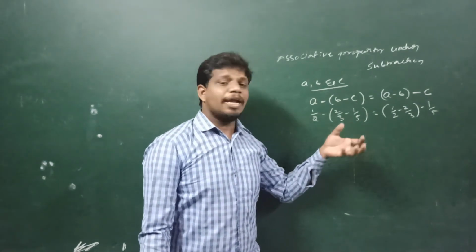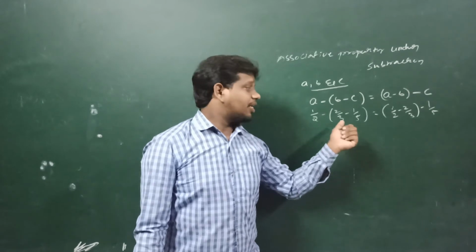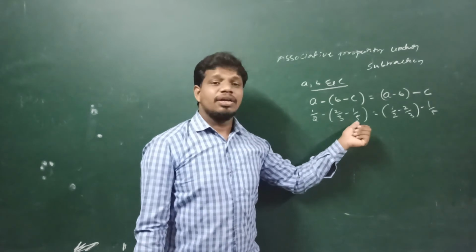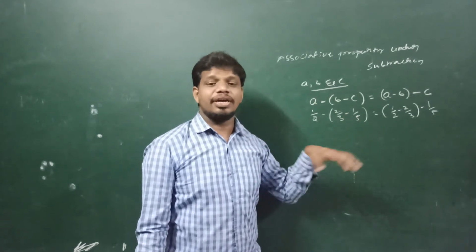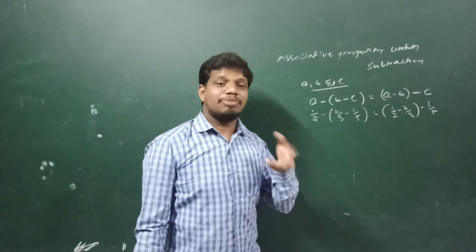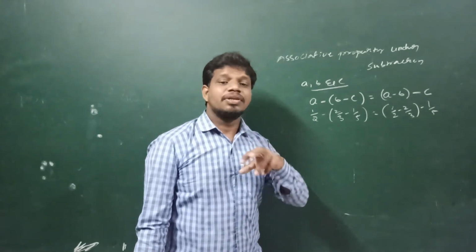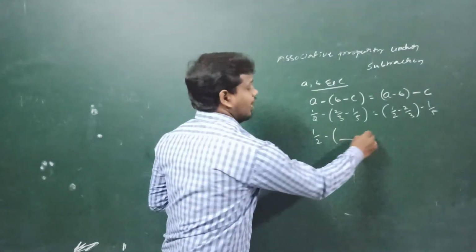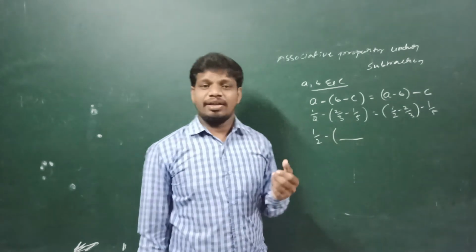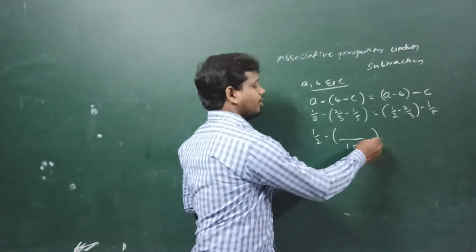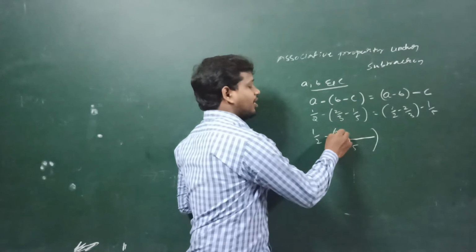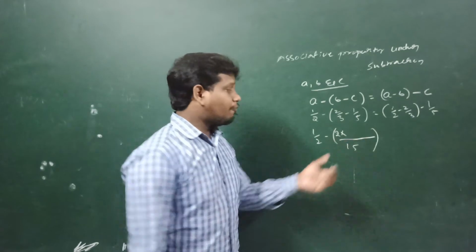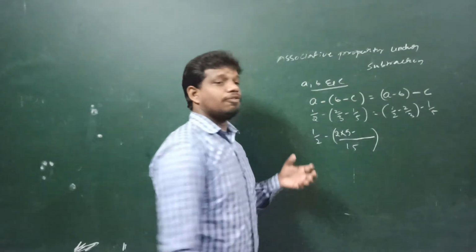First we have to simplify brackets, then check the denominators of the numbers which are in the bracket. If they are equal denominators, you can subtract the numerators. But if they are unequal, what can we do? Find the LCM of denominators. So here 1 by 2 minus, what is the LCM of 3 and 5? 15. Okay. So now here numerator is 2, denominator is 3. In the 3 table, when will you get 15? 5. So multiply numerator with 5.